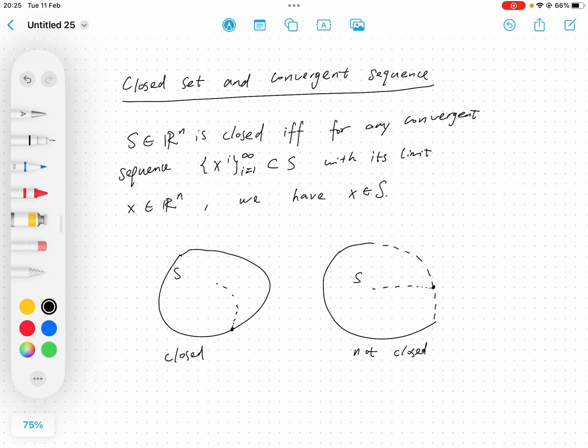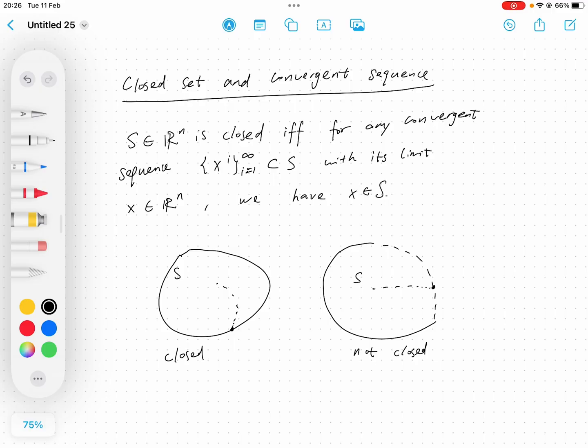Hi. So in this video, we're going to use the convergent sequence to define the closed set. Previously, we know that if we say some set S in Rn is a closed set, we have a definition for that, such that the complement of S, so Sc, would be an open set. That was the original definition. Today we'll try to have another definition.